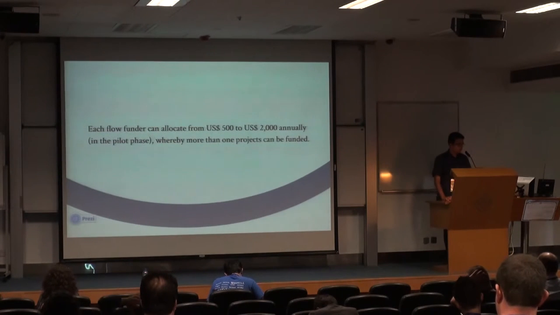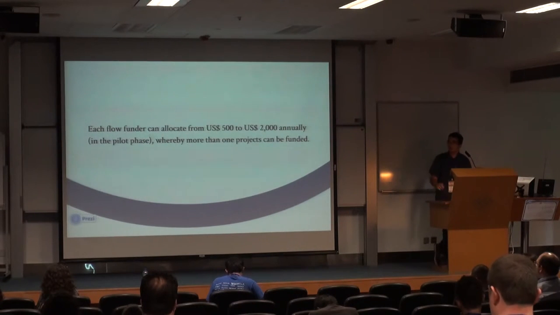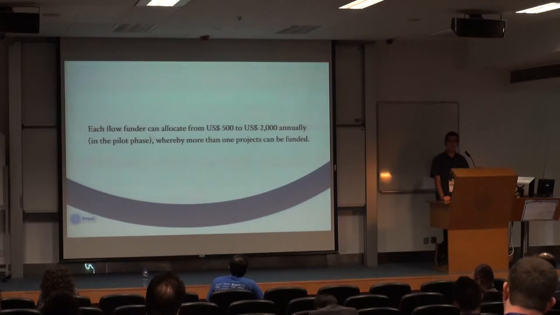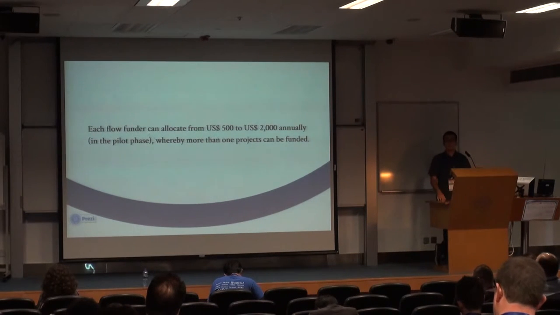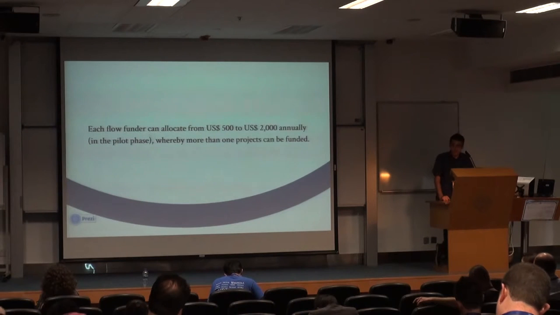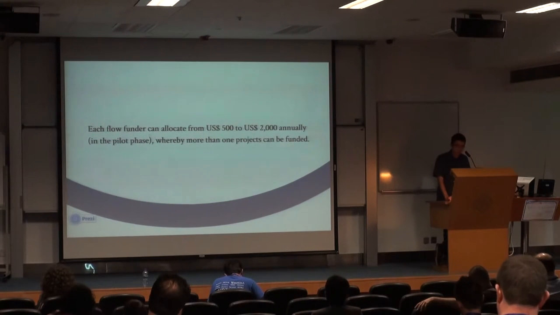Okay. So each of the flow funders can allocate from $500 to $2,000, as was mentioned in the table. And if there are projects that are funded with less than $2,000, there is a possibility for each flow funder to fund more than one project. So it is not restricted to only one project in this range. We can separate it into, for example, four projects of $500 or two of $1,000. So the most important goal is to distribute the total amount of money available.